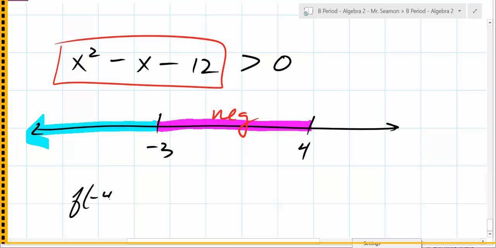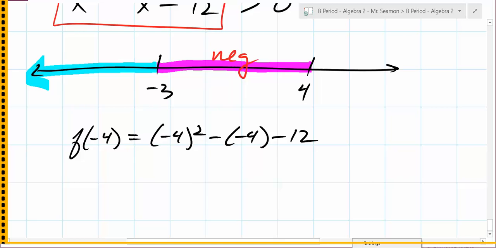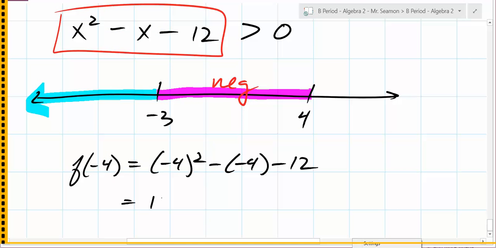F of -4 is -4 squared minus -4 minus 12. Are there lots of negatives we have to be careful of? Yeah, it's going to be 16 plus 4 minus 12. What's that?